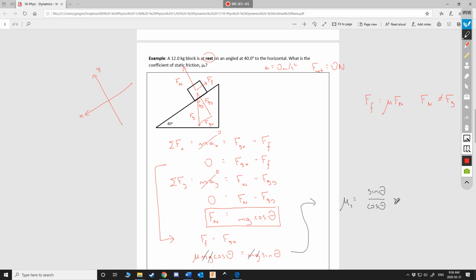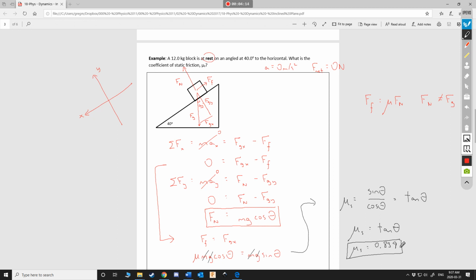Some of you in grade 12 may have learned trig identities. Sine theta over cos theta is equivalent to tan theta. So we get that the coefficient of static friction for an object resting on an incline is mu s equals tan theta. If I now plug in the 40 degrees, tan 40 is equal to 0.839.